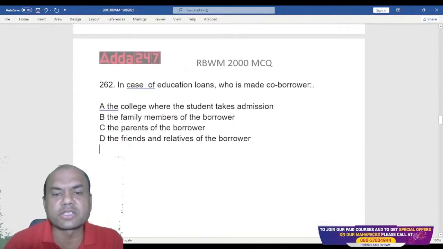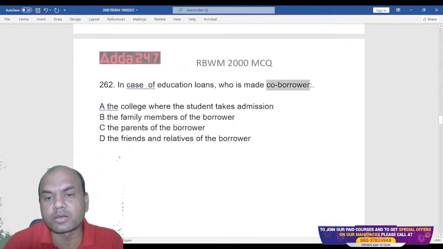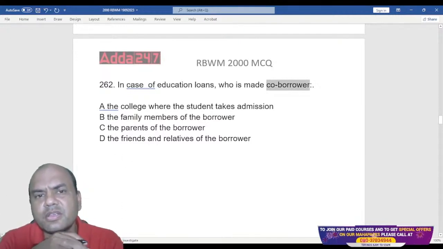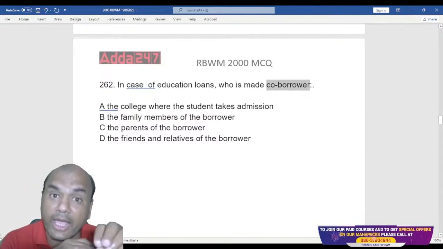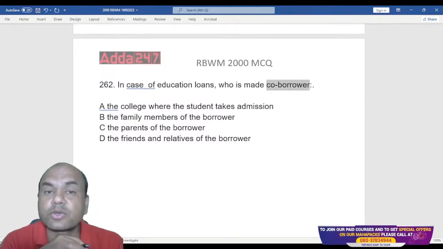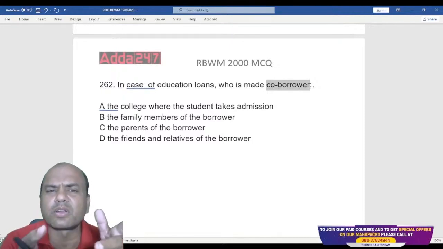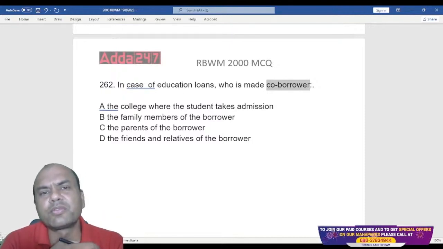In case of education loans, who is made a co-borrower? See, your education loan is given to whom? It is always given to that student. Actually, the borrower is that student. But the student is not earning at that time. That's why we don't give that student that much amount. We take some co-borrower.